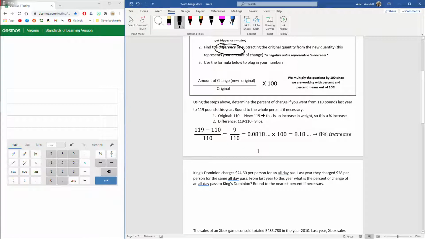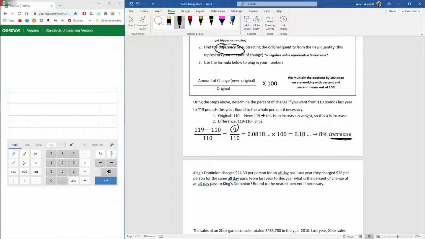We have a little bit of an example here. It says, determine the percent of change if you went from 110 pounds last year to 119 pounds this year. So right away, because I know it's going from 110 to 119, that's an increase. So I know it's going to be some kind of percent increase. Next, I have to find the difference. And in this case, to get from 110 to 119, that's a difference of 9.